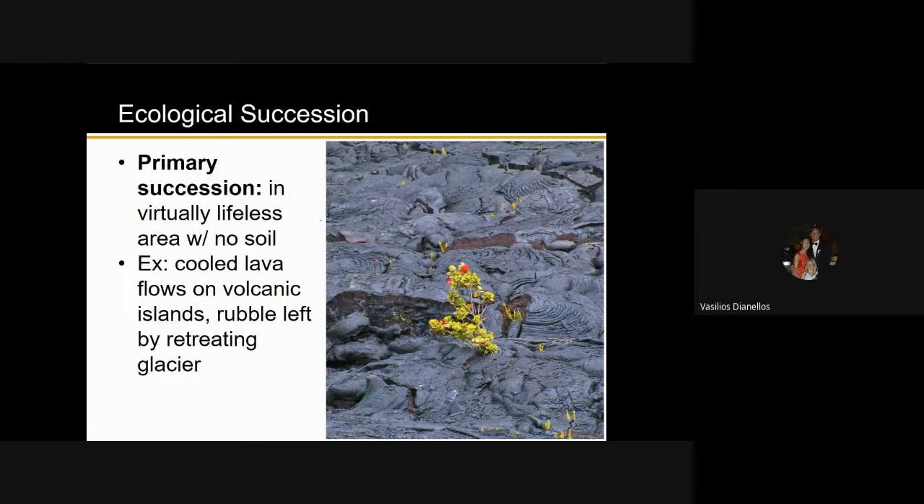And then we have this thing called primary succession. That is the first step in succession, because obviously it's a bunch of succession. Primary succession is when we have virtually lifeless areas with no soil. So prior to this picture being taken, that was nothing but rock, right? That was nothing but lava that had turned to rock. So there was no soil, there was nothing. That would be primary succession.